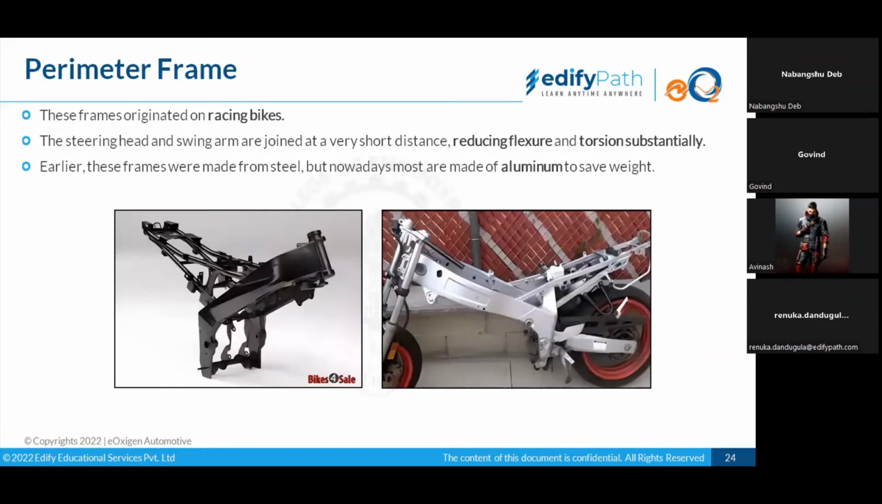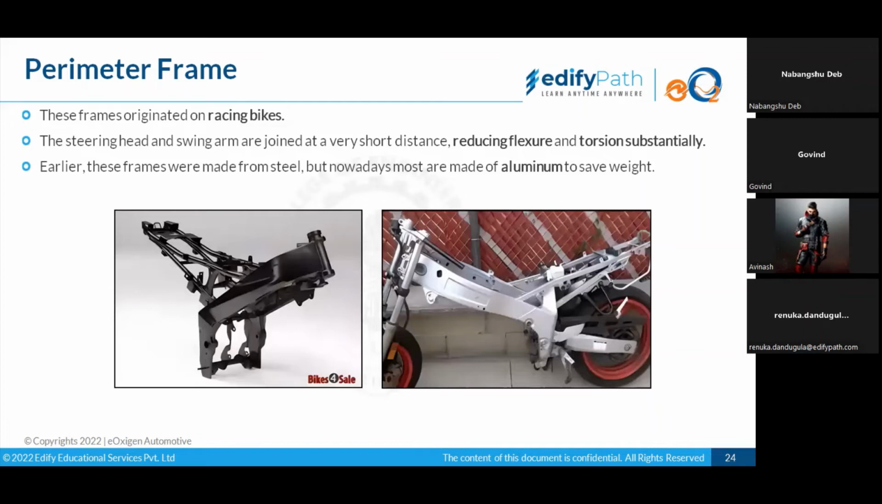So they are shorter distance. So the wheelbase is shorter, and they are very close to each other. So you would see that when driving racing bikes, when we hold the steering, we have to bend, and we have to hold the steering in such a way.